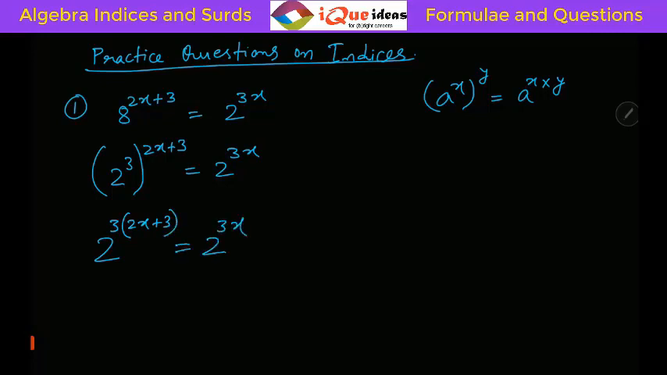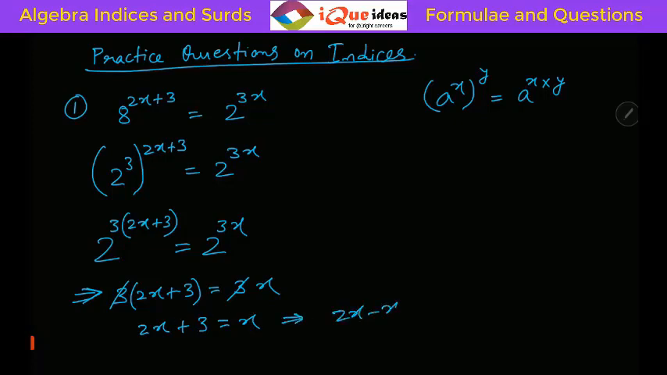Now as you can see, on both the sides the base is the same, that is 2. So the powers can be equated. This means 3 into 2x plus 3 is equal to 3x. Alright, so 3 and 3 get cancelled. We have 2x plus 3 equal to x. Bring x to the left hand side and 3 to the right hand side. So this gives us 2x minus x equal to minus 3. That is x equal to minus 3. So the required value of x is minus 3.